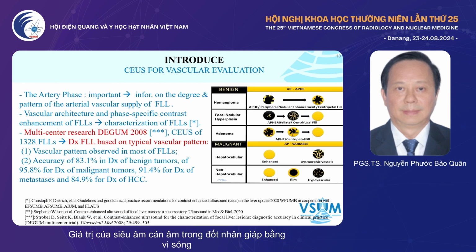This method can detect the vascular pattern of the focal liver lesion, particularly in the arterial phase. This phase is very important because it provides information on the degree and pattern of the arterial vascular supply of focal liver lesions. And the result of a multi-center study, Nguyen 2008, shows that CEUS can detect and differentiate focal liver lesions based on the typical vascular pattern.